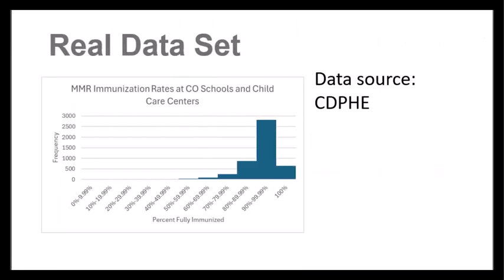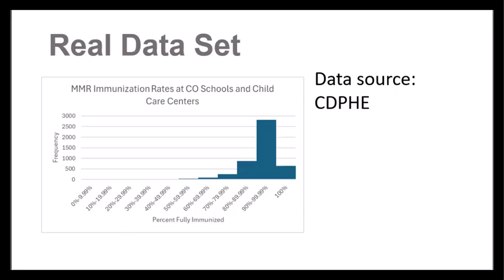If I look at a real data set, one I've featured in previous videos, this is MMR immunization rates at different schools in Colorado. Looking at the histogram, we see that most of the bars are towards the right-hand side, around 80, 90, and 100%, and that's the majority of the frequency. But there are some bars out towards the left, all the way down to 0% fully immunized, even though we can't really see the heights of those bars.